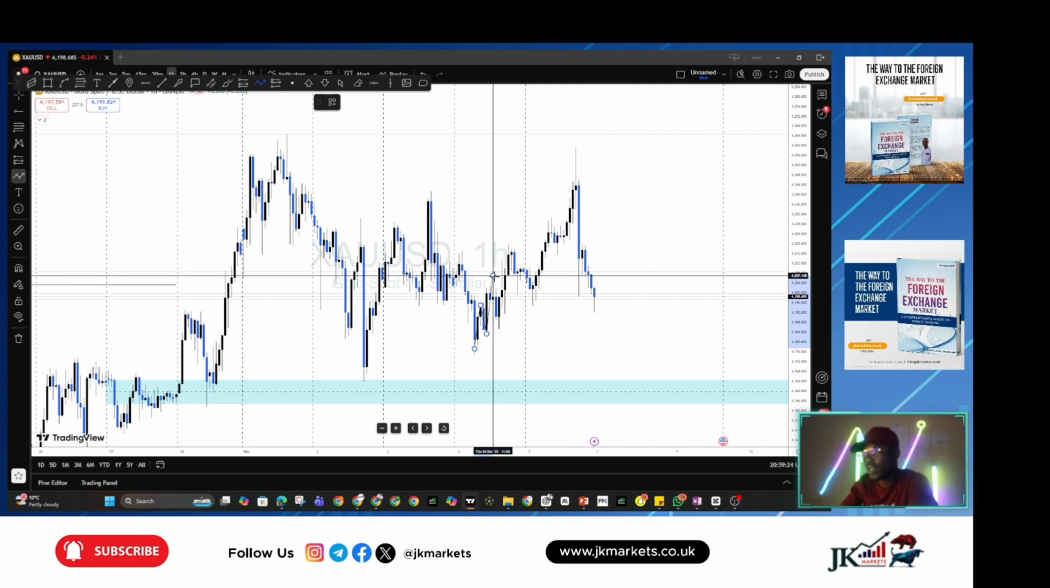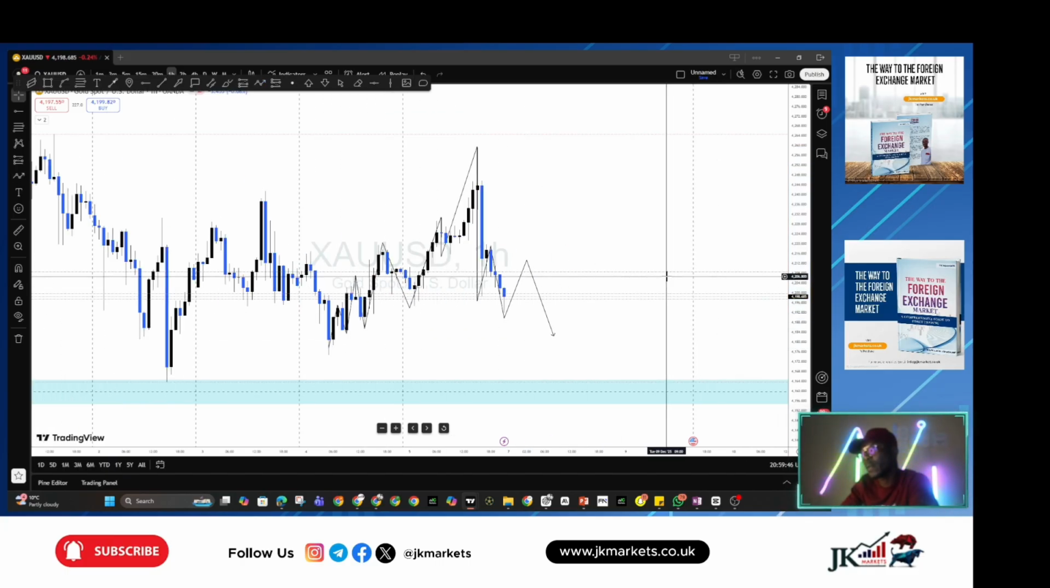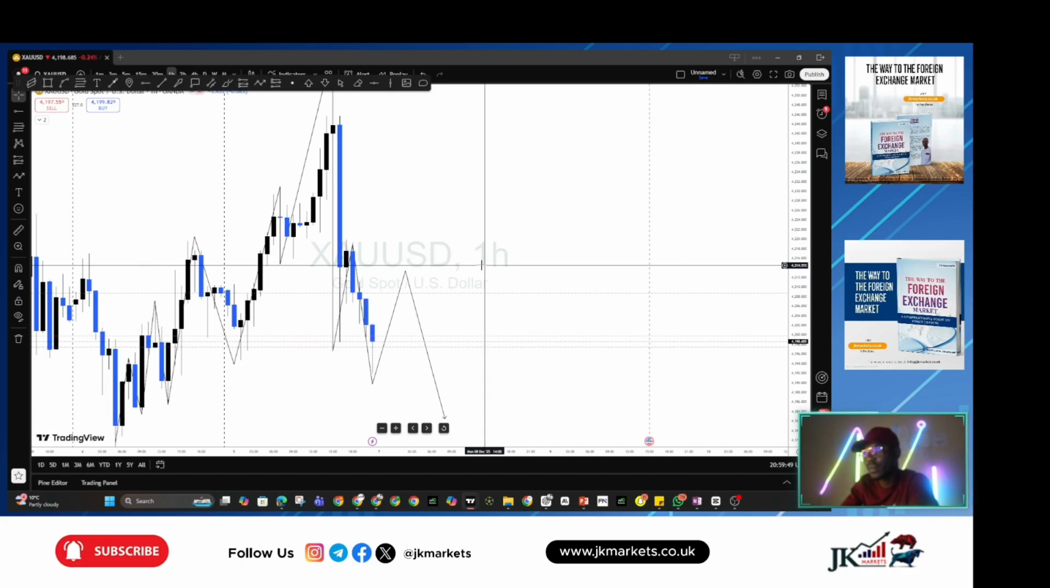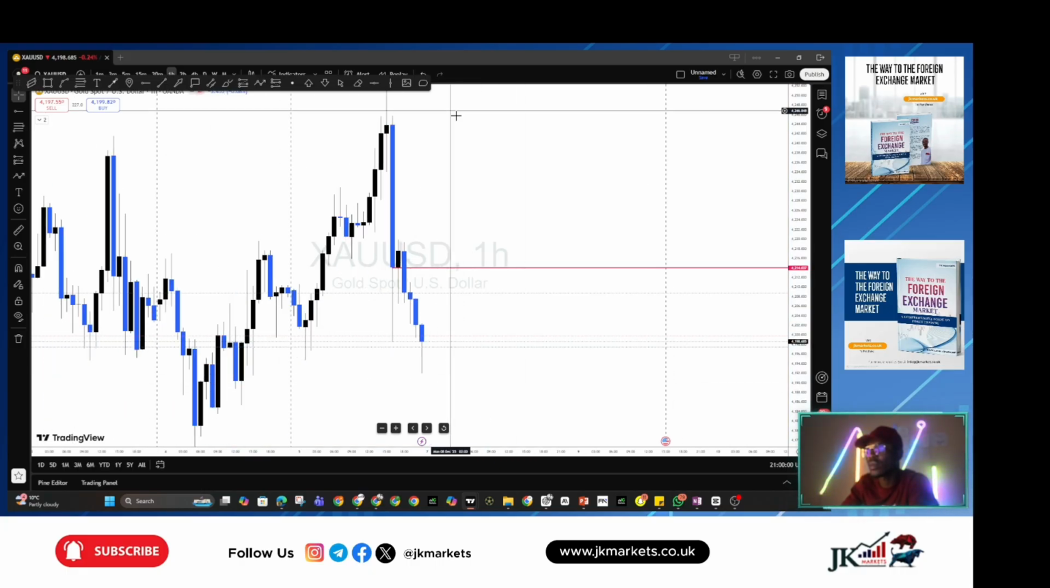Higher low, higher high, higher low, higher high, higher low, higher high, lower low, lower high, lower low. So we expect a lower high and then maybe a lower low. So with our lower high, you're expecting that it will use the supply zone here. Okay, now let's look at it here.